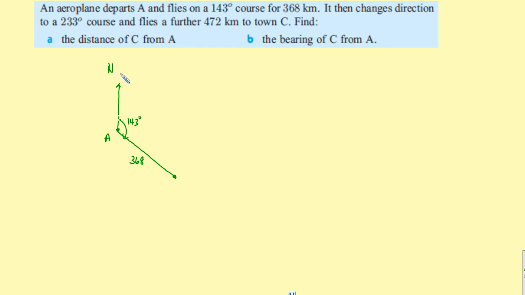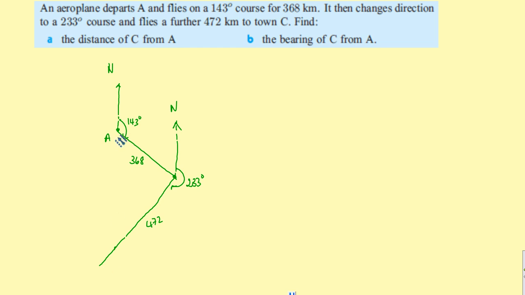Now, it changes direction, again with respect to north, and it goes on 233 degrees. So 233 degrees is approximately as such, and it does that for 472 kilometers. So we're going to make that a little bit longer than the other vector, and this is going to be at 233 degrees.